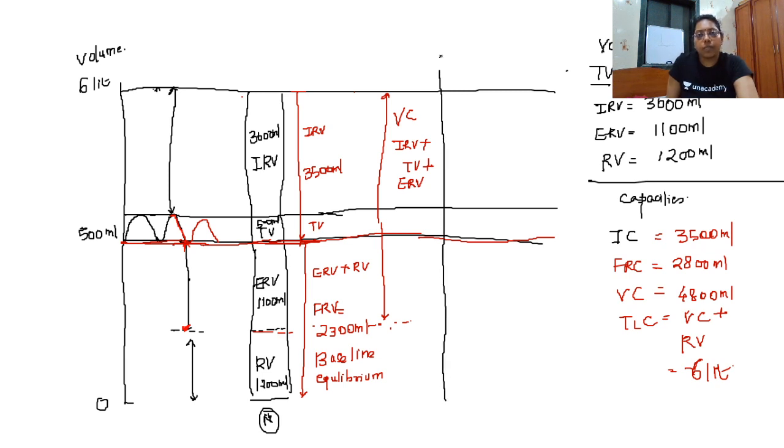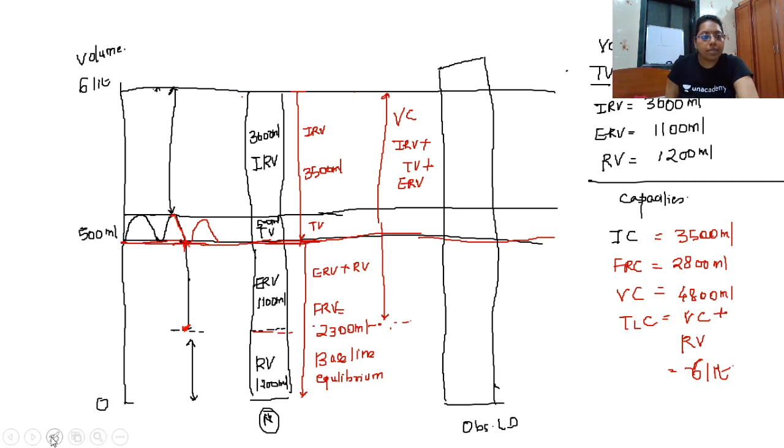if you consider the patient with obstructive lung diseases, then the point that you have to note is, consider this as a person with obstructive lung diseases. So in obstructive lung diseases, what happens is the tidal volume remains the same, that is 500 ml, but the inspiratory reserve volume is reducing. What is increasing is the expiratory reserve volume and the residual volume. This increases, this remains normal, and this is decreased.